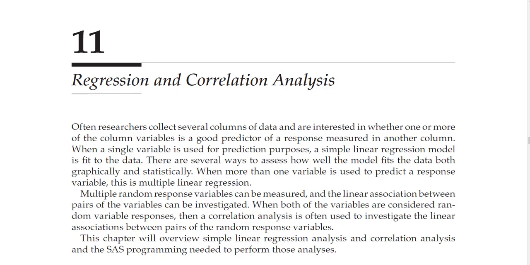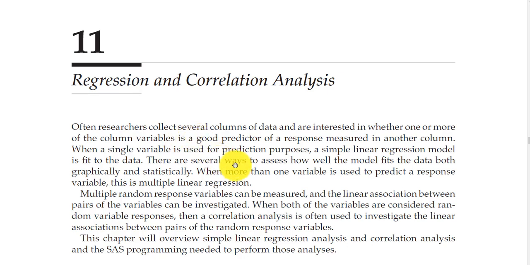In Chapter 11, we look at regression and correlation analysis. When a single variable is used to predict another variable, we refer to a simple linear regression model. There are some other methods where multiple variables are used to predict a response variable in multiple regression. But the idea here is the researcher has several columns of information and we're looking for an association among them. It could be that one or two is a good predictor of a third, or just how are these related? Are they linearly related or not?